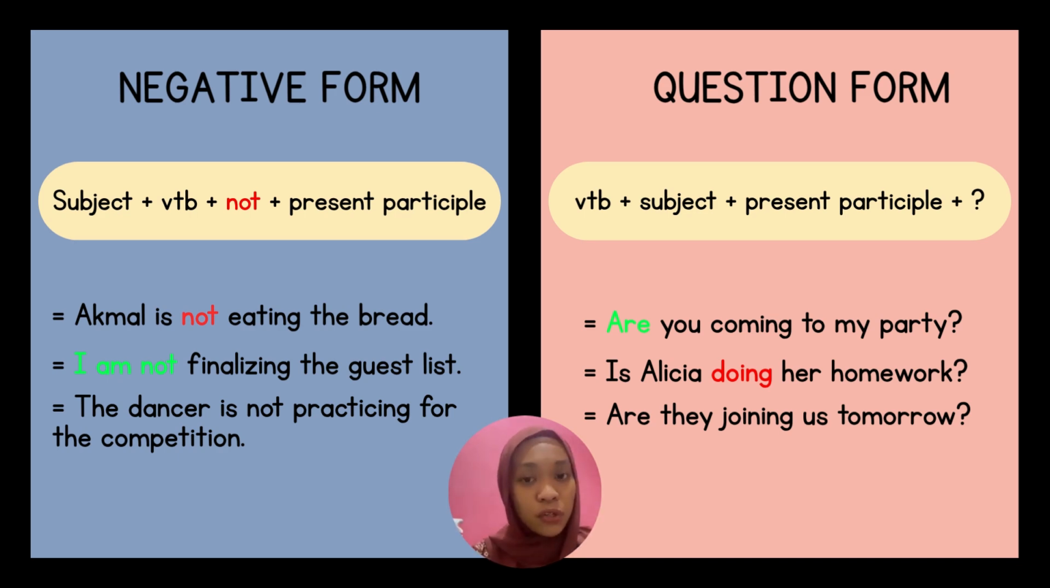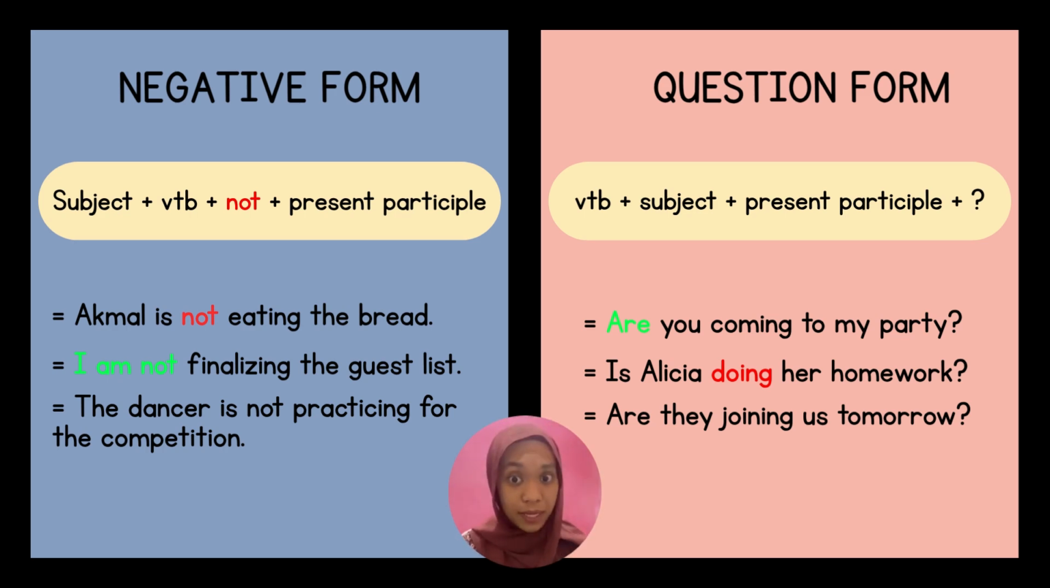Okay, now let's look at the question form. In the question form, it is slightly different, which is we have to put the verb to be, which is is, am, are, in front of the subject. So how do we determine whether we want to use is, am, or are? Look at the subject. If it's a singular subject, then we use is in front. If it's a plural subject, then we use are in front. And if it's I, we use am in front. So for question form, we need verb to be plus subject plus present participle or verb plus ing, and then a question mark.